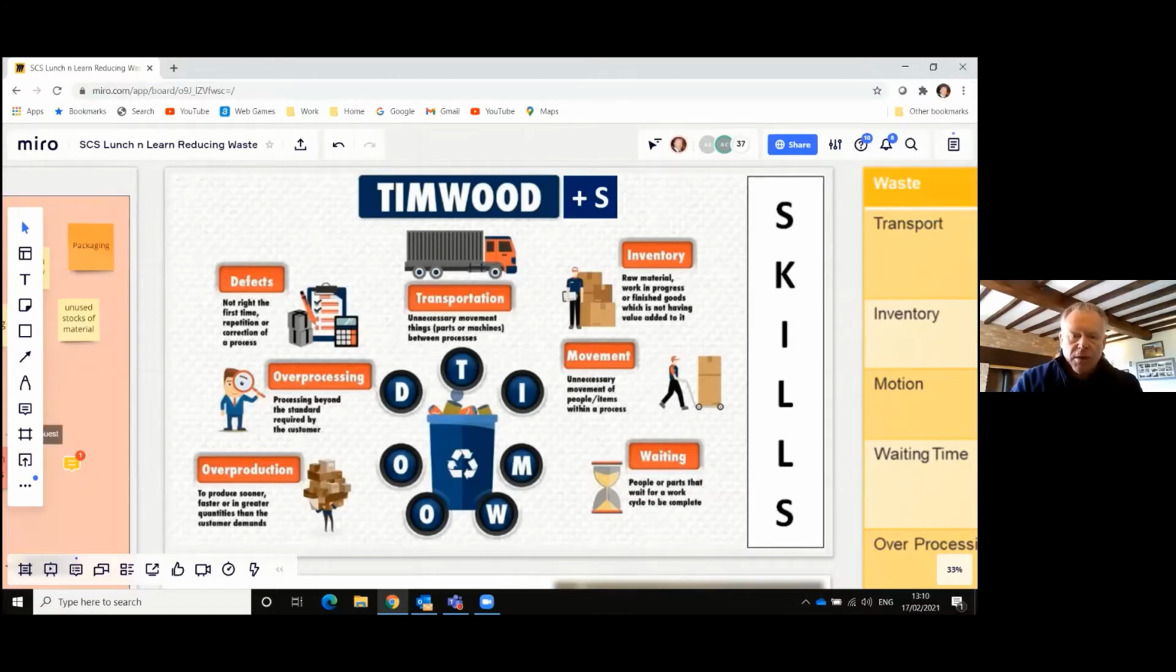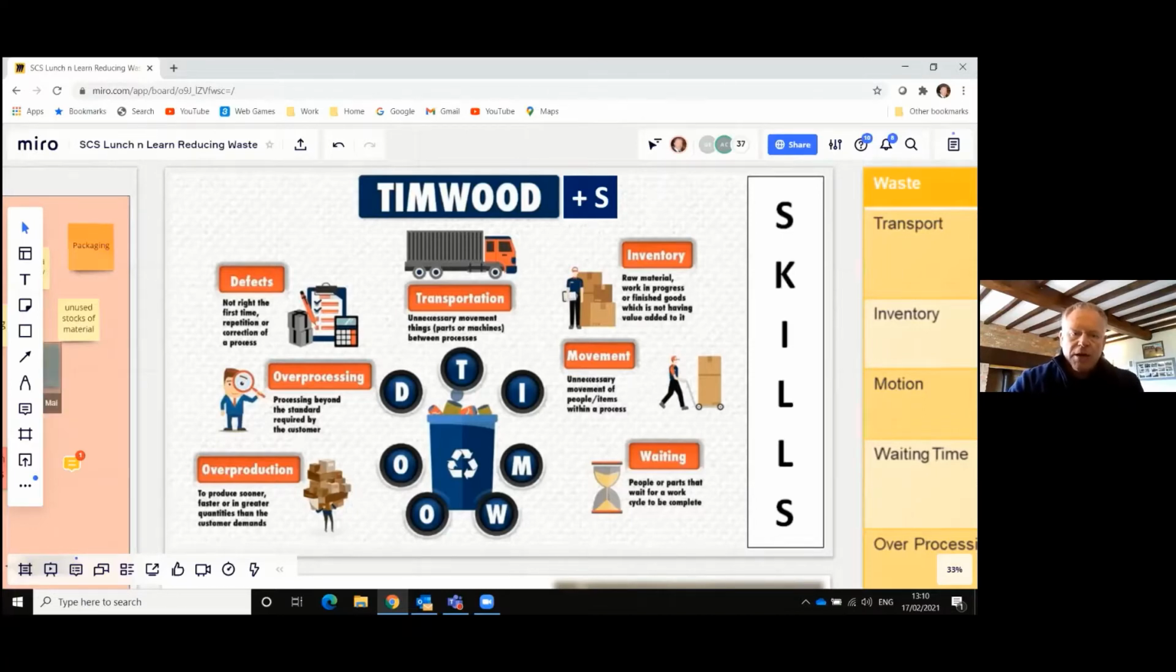Waiting could also be in the form of waiting for a sign-off for some materials to be brought onto site, or authorization to take on board the next phase of a project. So think about how do we ensure that we've got streamlined through from one phase to another. Overproduction. This is doing more than required, ahead of schedule.